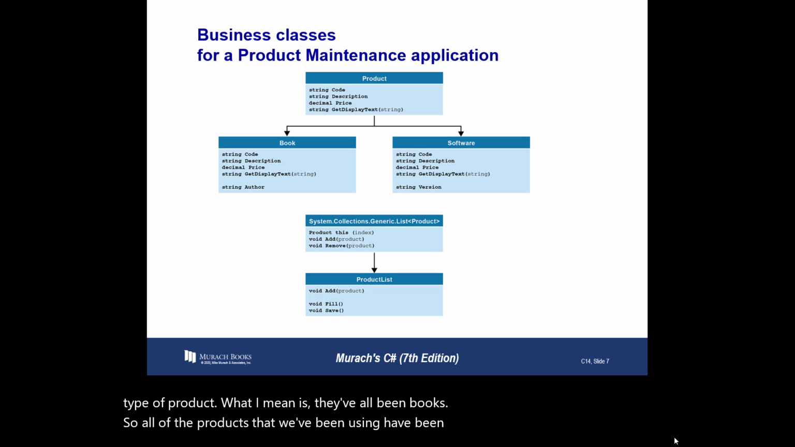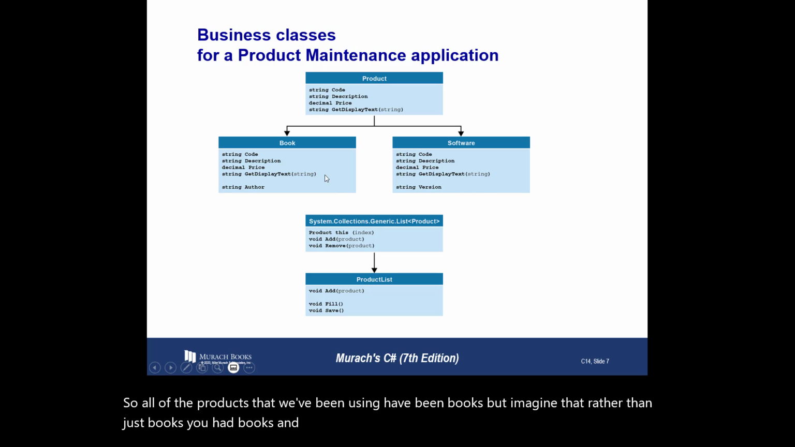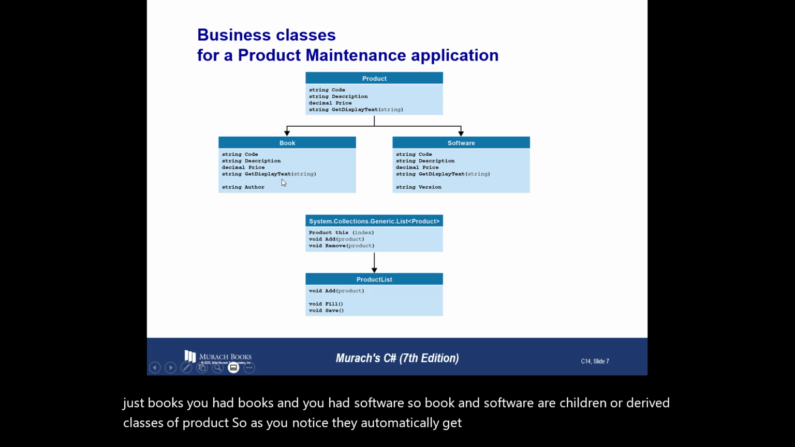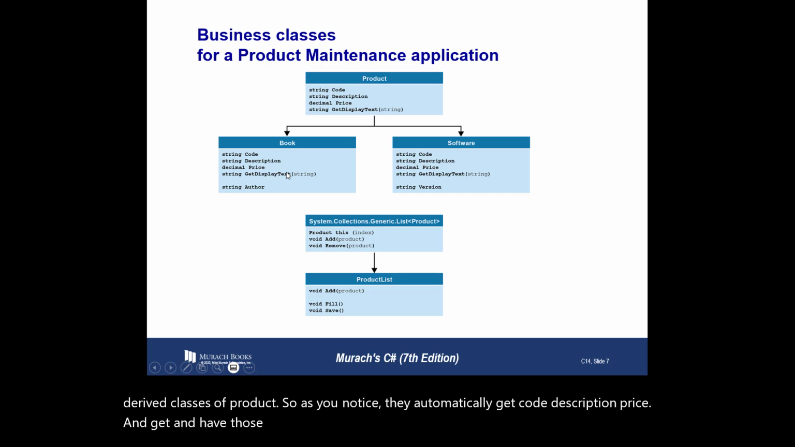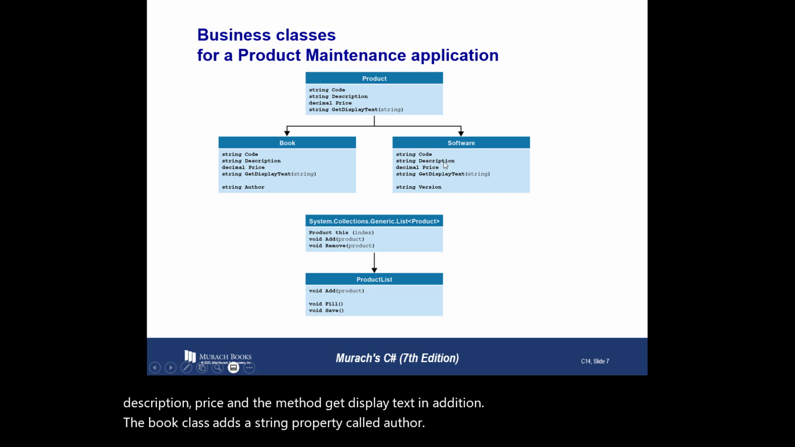But imagine that rather than just books, you had books and you had software. So book and software are children, or derived classes, of product. As you notice, they automatically get code, description, price, those three properties, and the method GetDisplayText. In addition, the book class adds a string property called author. The software class has a string property called version.